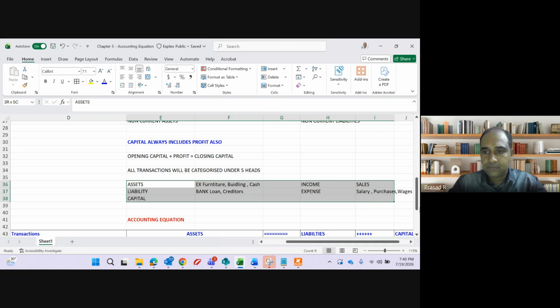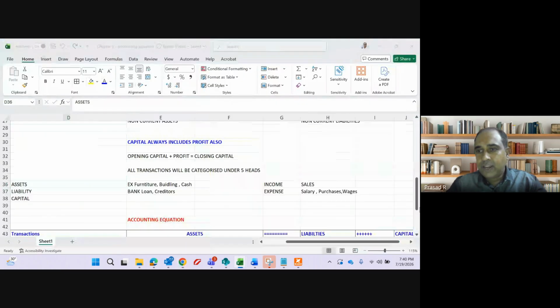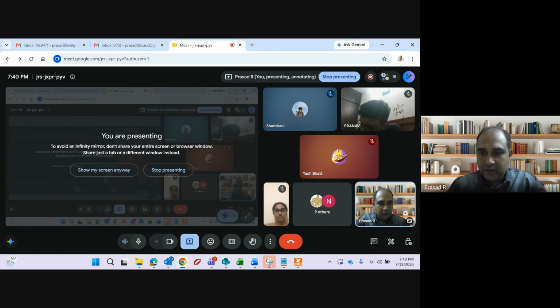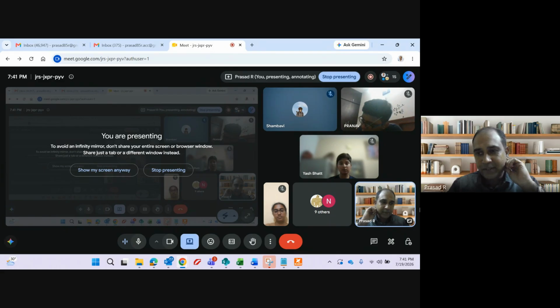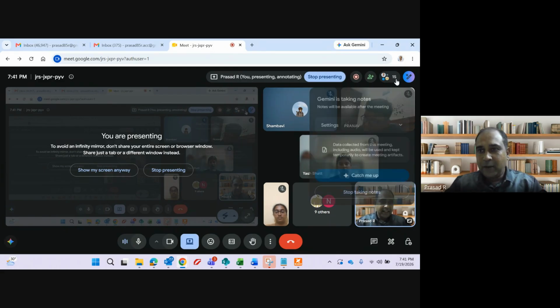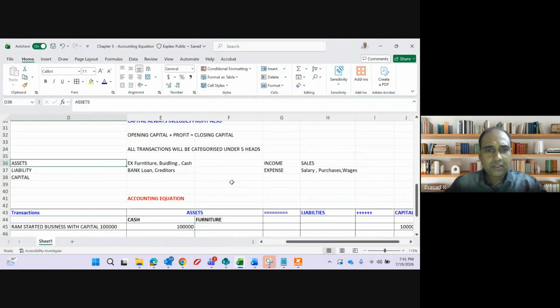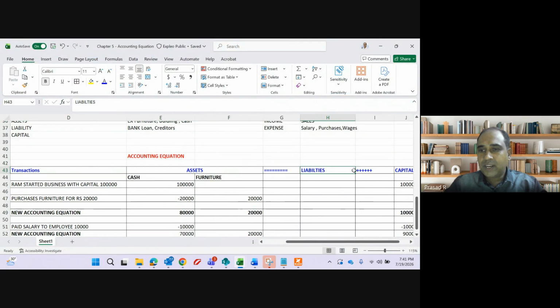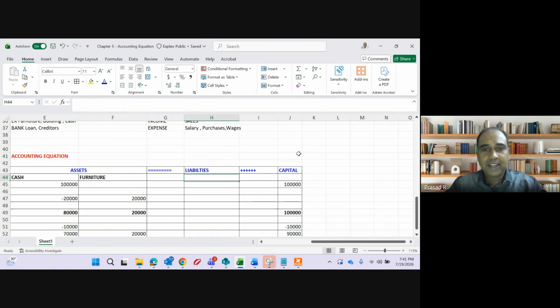Any doubt so far, guys? Okay. So any transaction that we see, we have to categorize into asset, liabilities or capital, or income or expenses. Clear? Every transaction will have two impacts. Either it will impact an asset, and the other leg can be again an asset, or a liability, or capital, or income or expenses also. Clear? But in the accounting equation, our equation is assets equal to liabilities plus capital. So wherever assets are there, we will plot against assets. Liabilities, we will plot against liabilities.